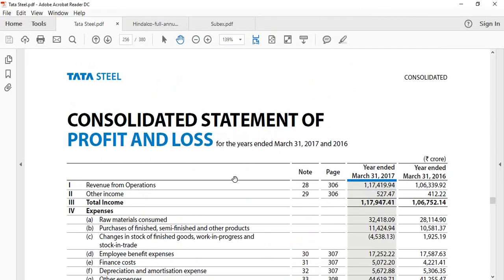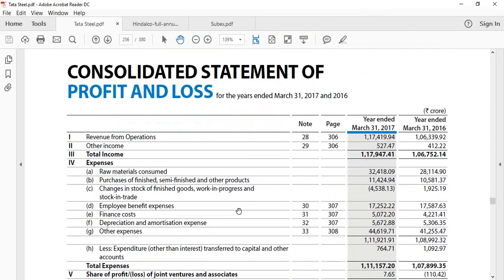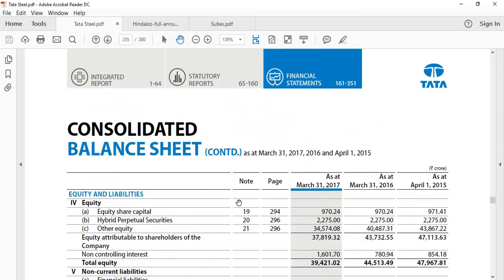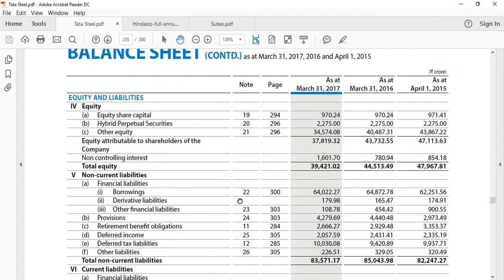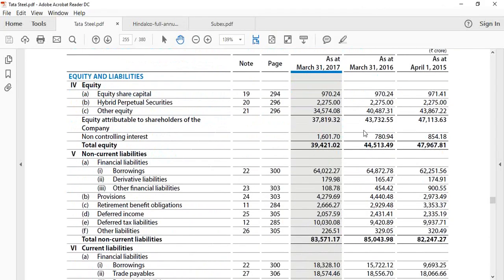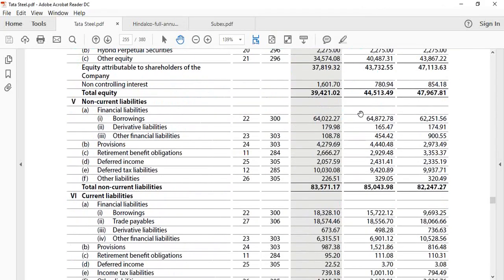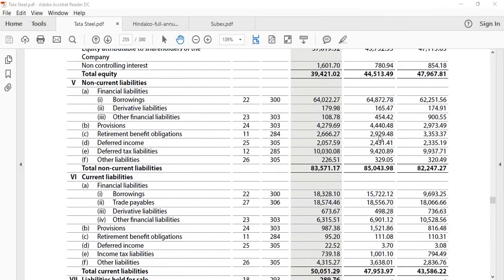So this is the latest annual report of Tata Steel. We can actually look at the numbers and note them down. If you look at the total debt that Tata Steel has this year, if you look at the balance sheet, they have 64,000 crore of debt here. That's the long-term borrowings or non-current liabilities. They have nearly 18,000 crore of debt here. That's the short-term or current liabilities, short-term borrowings. And then you have some other financial liabilities, which is 6,000 odd crore.